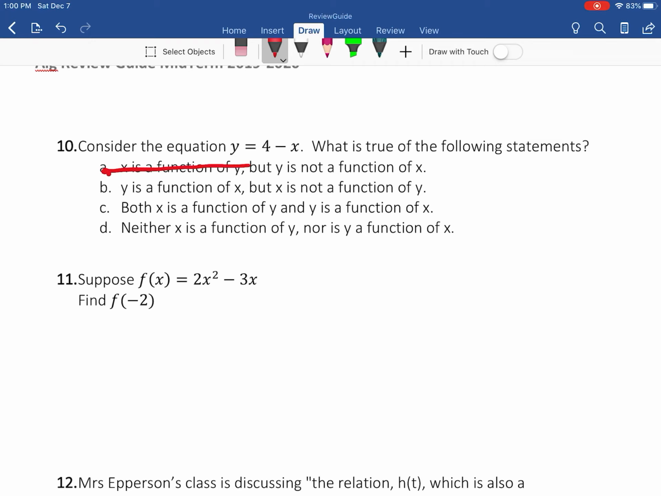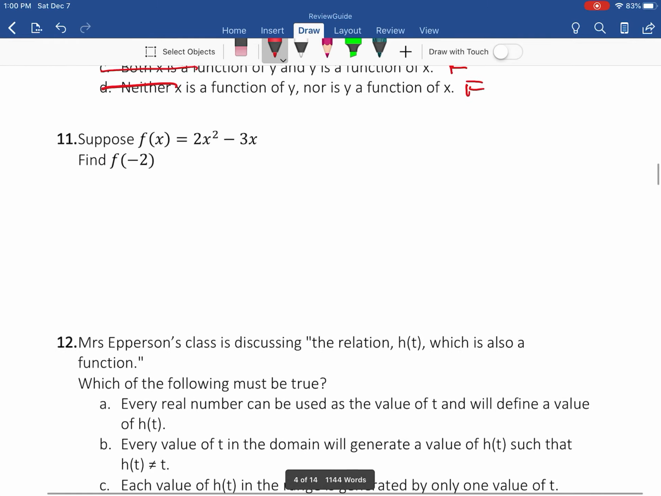Y is a function of x, but x is not a function of y. This is true. So our answer choice might be B. Let's see. This is false. This is true. Both x is a function of y and y is a function of x. Yeah, that's definitely false. Neither x is a function of y, nor is y a function of x. That's definitely false. So our answer choice has to be B.